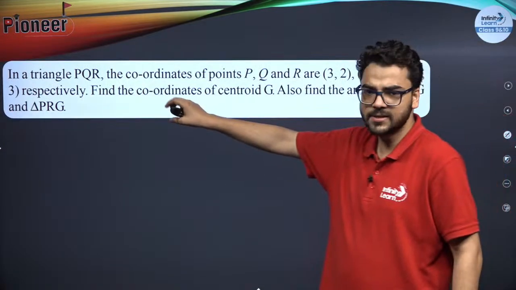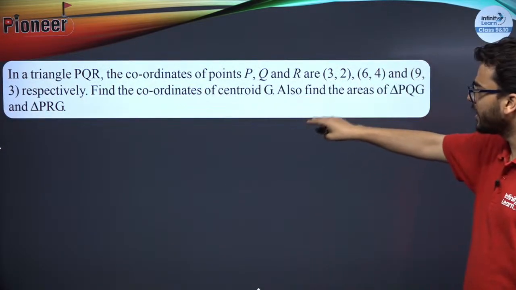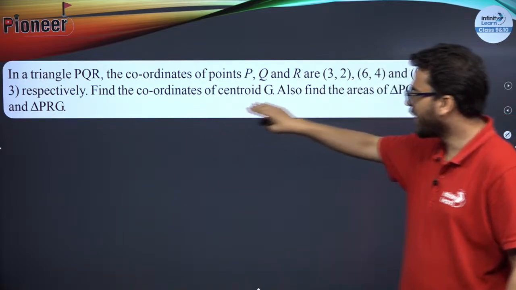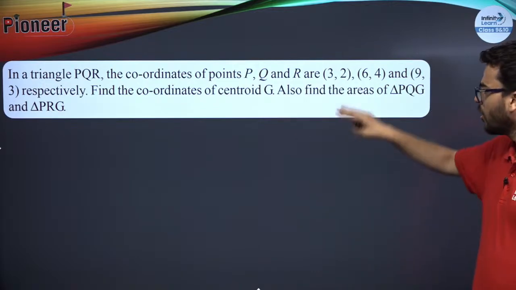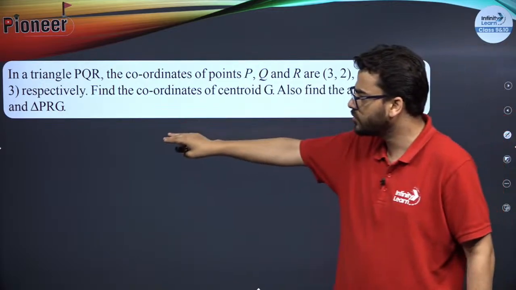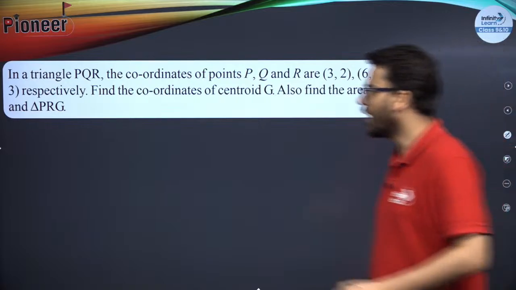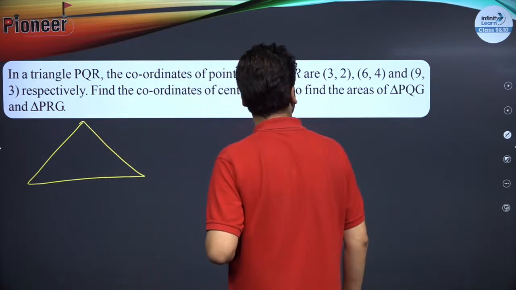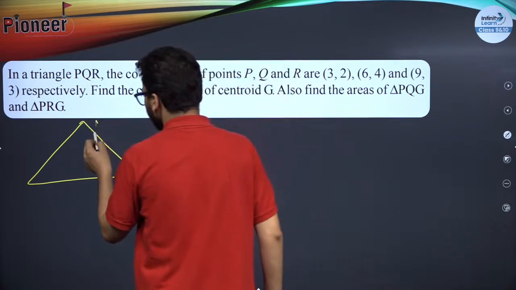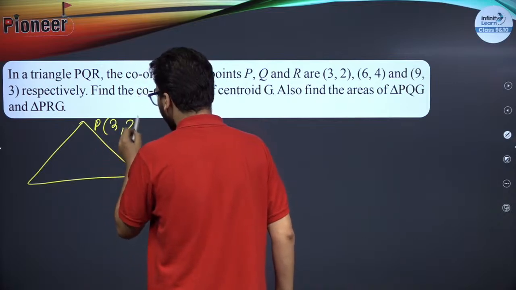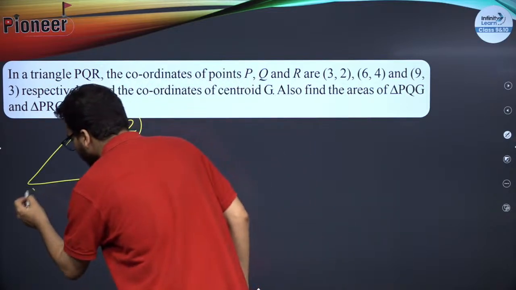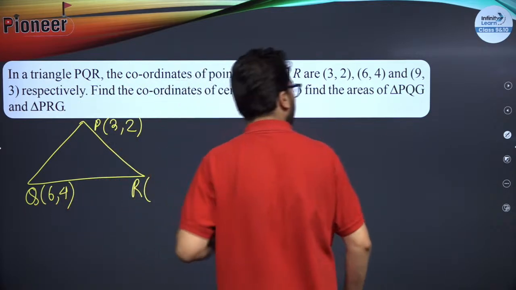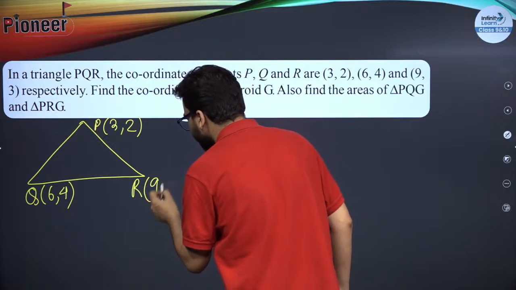So you have been given with this question: in a triangle PQR, the coordinates of the points P, Q and R are given to you respectively. You have to find the coordinates of the centroid over here. Also you have to find the areas of PQG and PRG over here. So you have been given with a triangle. It is given that it is PQR. So the coordinates of the vertices are P is 3, 2, Q is 6, 4, and the coordinates of R over here, they are equal to 9, 3.